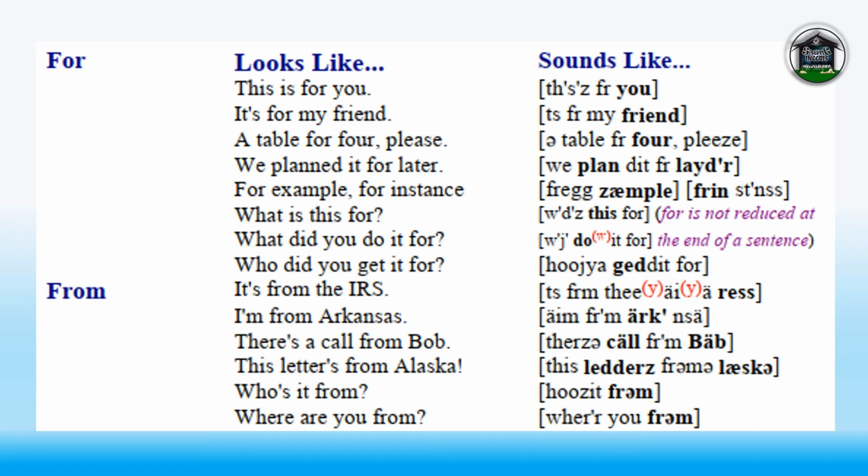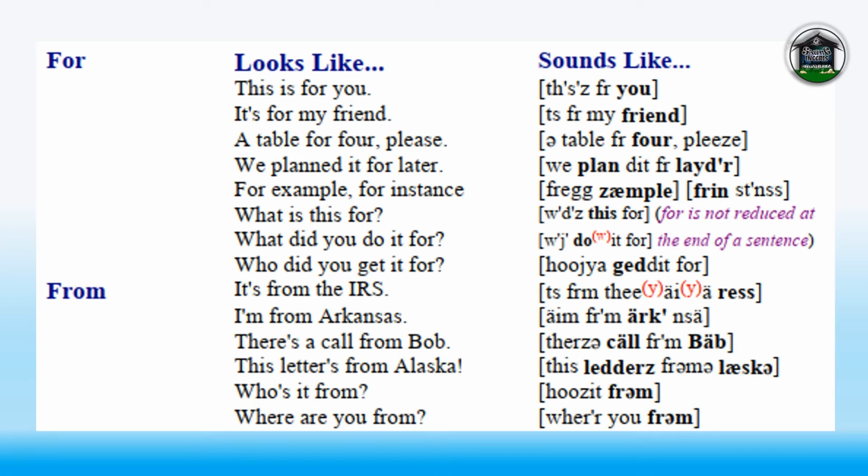For. This is for you. It's for my friend. A table for 4, please. We planned it for later. For example, for instance, what is this for? What'd you do it for? Who'd you get it for?